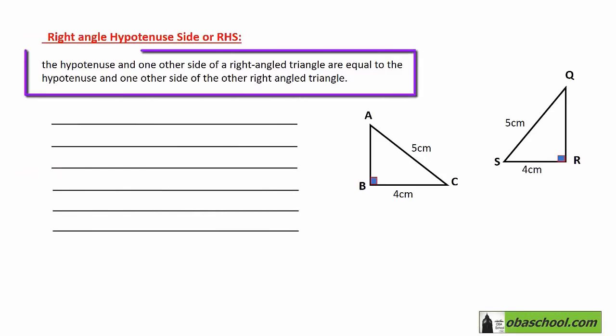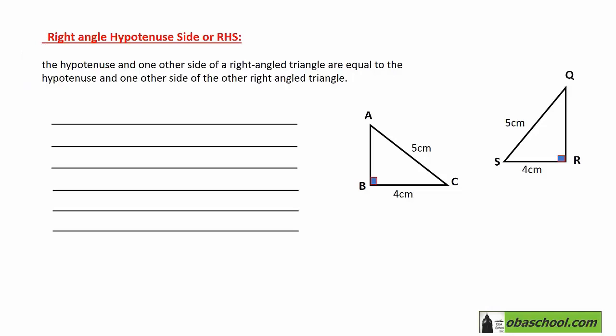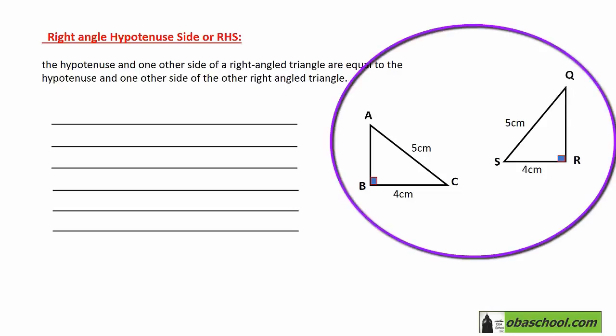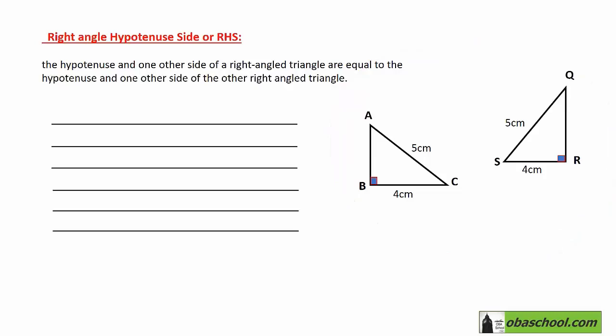The hypotenuse and one other side of a right angle triangle are equal to the hypotenuse and one other side of the other right angled triangle. Now, if we take a closer look at the two triangles that we have at the right side of the screen, the first thing that we can notice common between these two triangles is a right angle. So we would be starting by that specific thing.